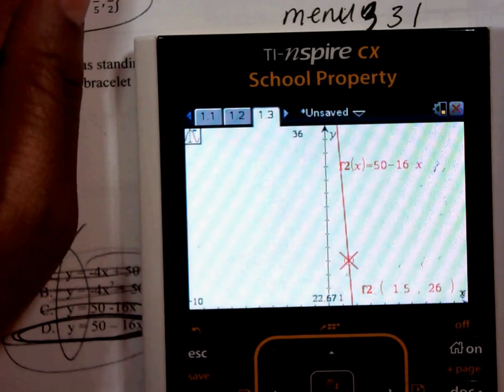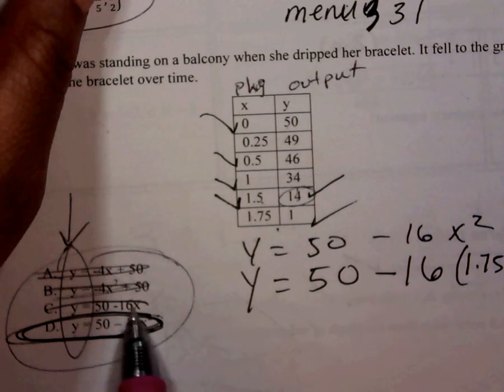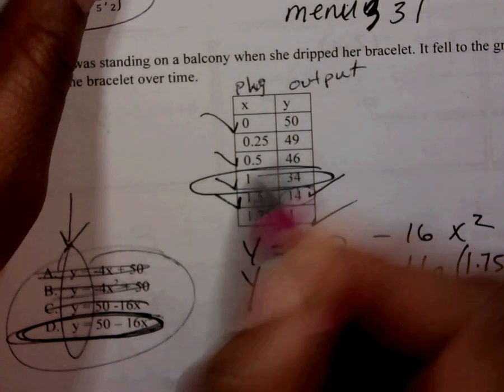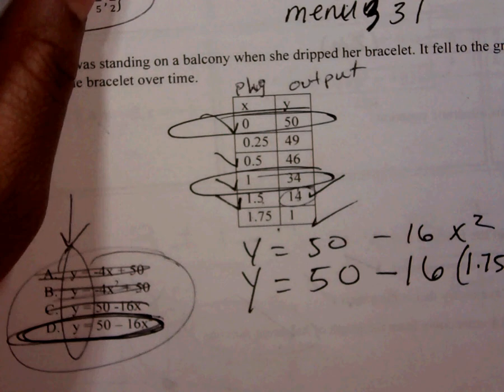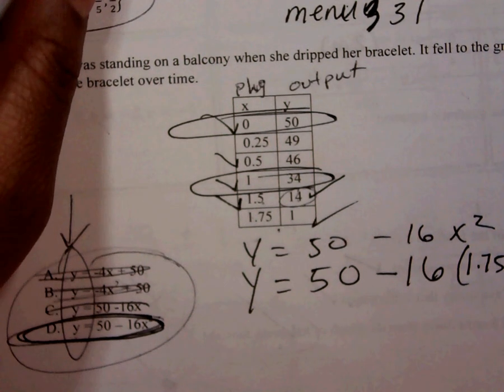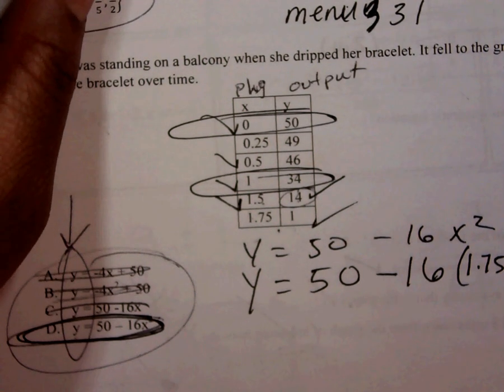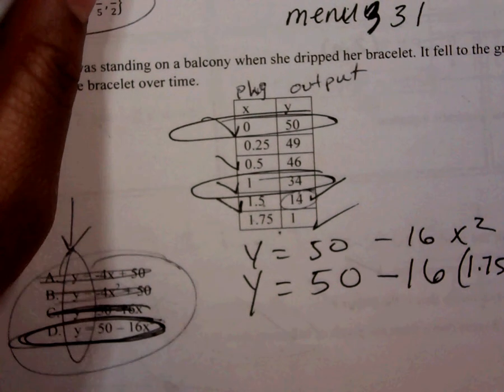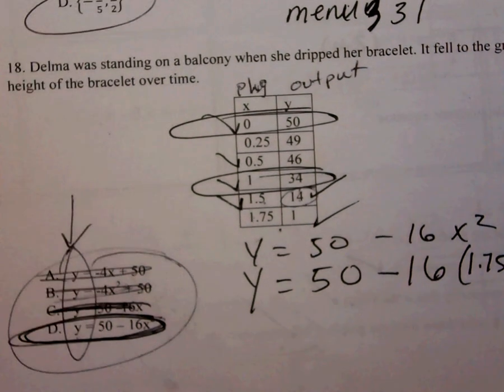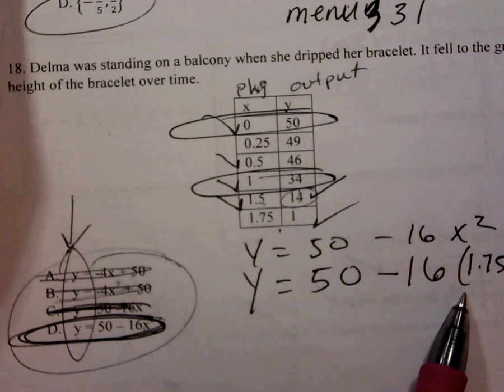26. So you could have thought that the answer was C because this one matched this one. But you didn't check the rest of the points. So C is incorrect. The answer is D. So you learned how to trace and you learned how to plug in, just in case you forgot. Let me hurry up because I don't want this video to be long.